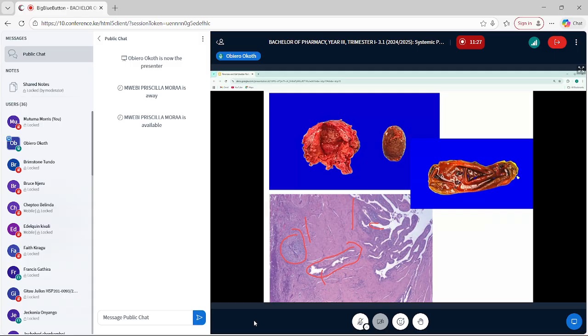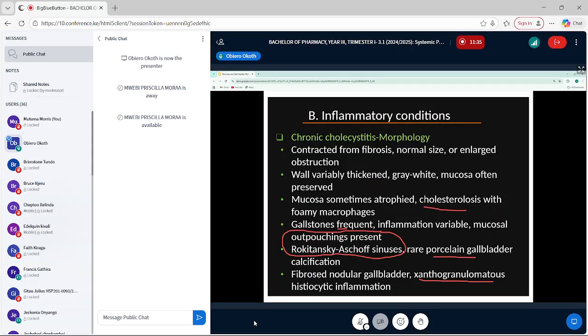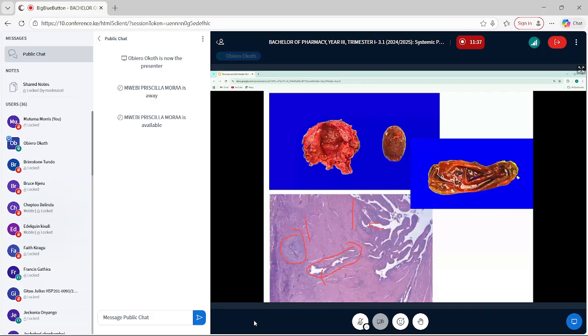This is normally what you call the outpouching. If you're reading the books, what the books are calling Rokitansky-Aschoff sinuses are these ones, this outpouching that you see here. But the wall is thick, and the wall has features of chronic inflammation. That is a chronic cholecystitis, very likely related to gallstones.